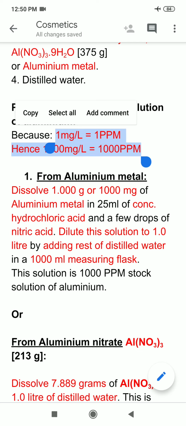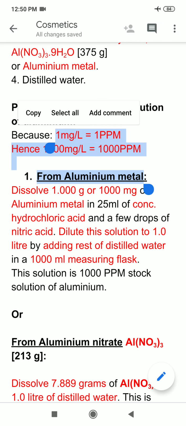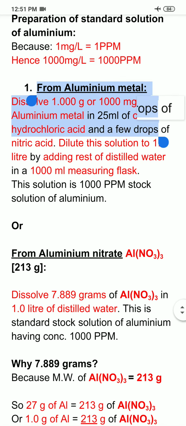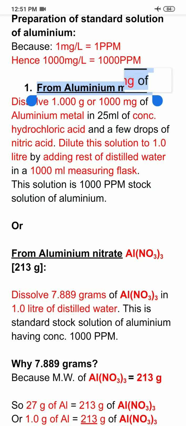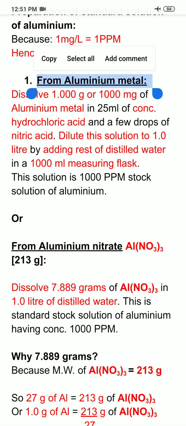So we can prepare 1000 ppm standard solution of aluminium by using any of the three, either by using aluminium metal, or by using anhydrous aluminium nitrate, or by using aluminium nitrate monohydrate. So first of all, I will make you clear regarding how to prepare 1000 ppm solution of aluminium using aluminium metal.